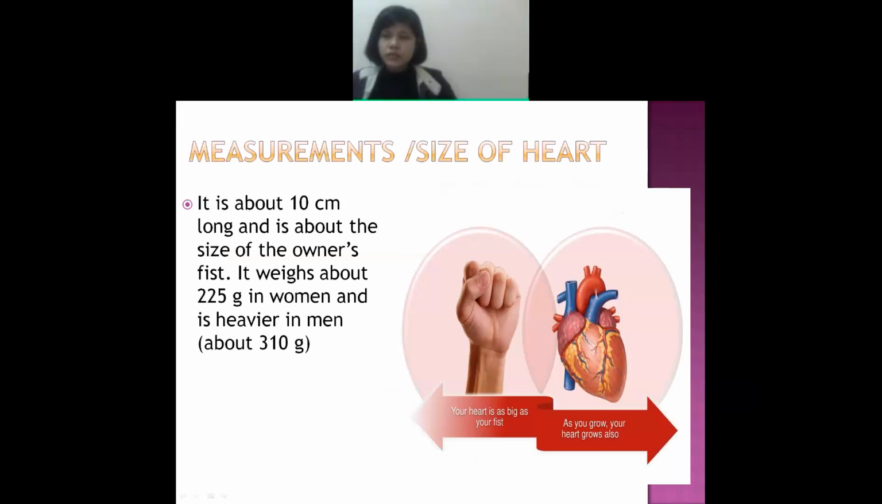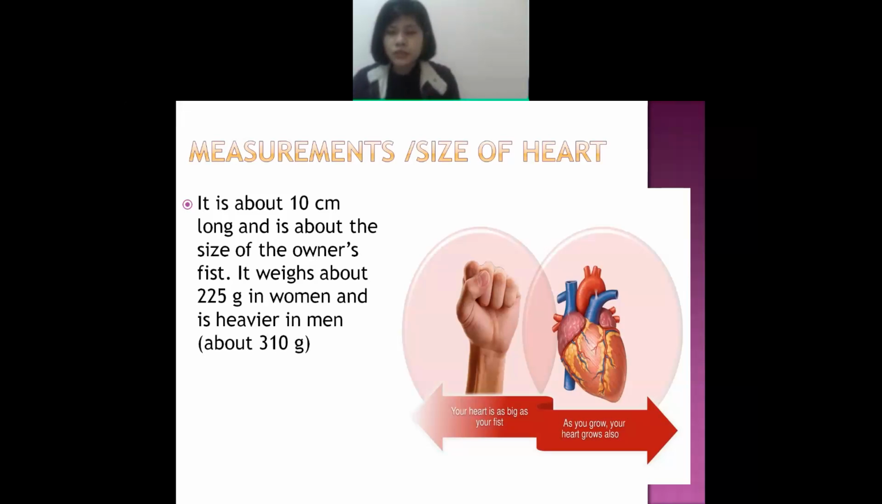Okay, next is measurements of the heart. So measurements of the heart, what will you find? What is the length of the heart? How long is it? 10 centimeter long. And what is the size of the heart? The size of the heart is equal to your own fist. If you punch someone, like if I do like this, this much will be my heart. So it will depend upon the owner's fist. Fist means this, so my heart will be this much.